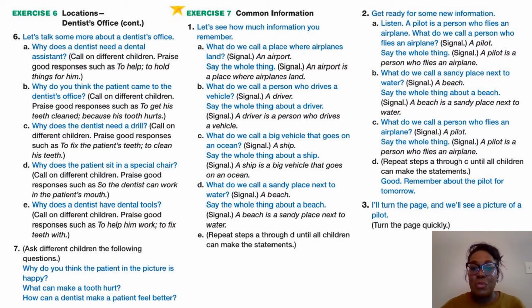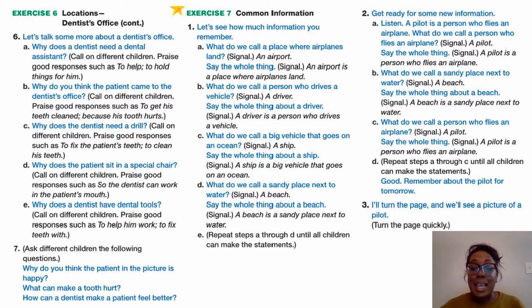Get ready for some new information. Listen. A pilot is a person who flies an airplane. What do we call a person who flies an airplane? Get ready. Yes, a pilot. Say the whole thing. Get ready. Yes, a pilot is a person who flies an airplane.